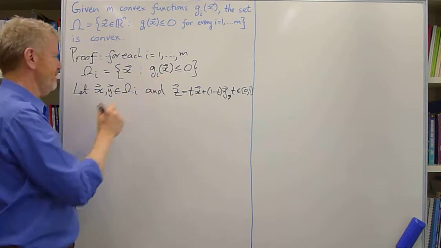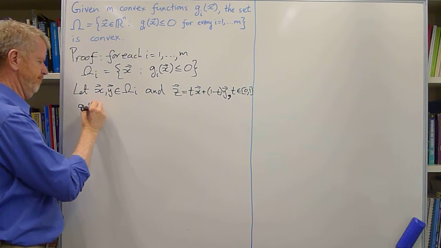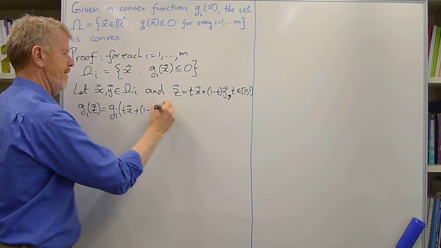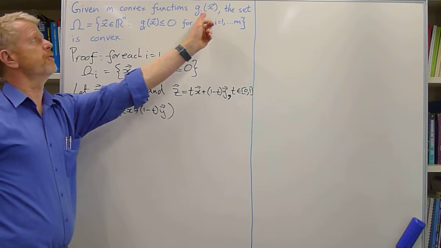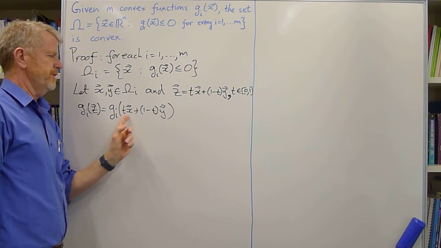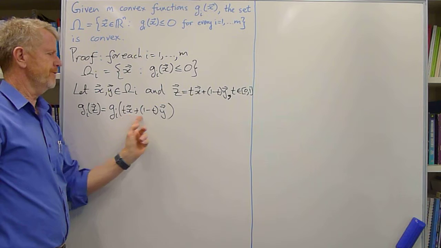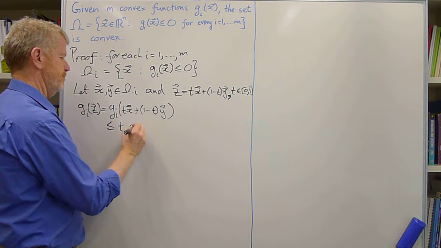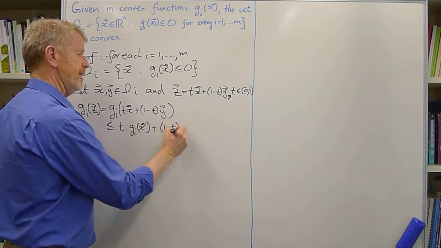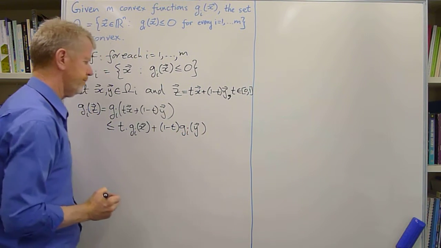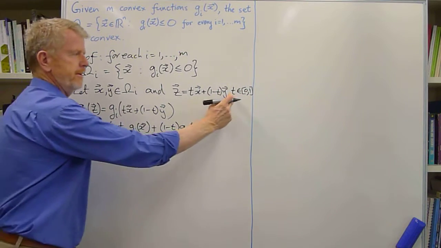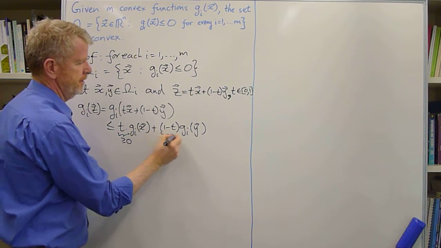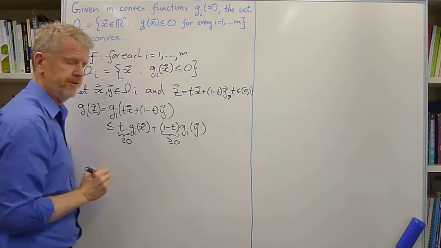Right, now how do we do that? Well, we find out what g_i of z is. So g_i of z, that's g_i of tx plus (1 minus t)y. And remember now that g_i is a convex function. The definition of a convex function says that g_i of this particular combination has to be less than or equal to t times g_i of x plus (1 minus t) times g_i of y. And the beauty about this form is that t is between 0 and 1, because it's only the line segment we're interested in. So t is greater than or equal to 0, and 1 minus t is greater than or equal to 0.